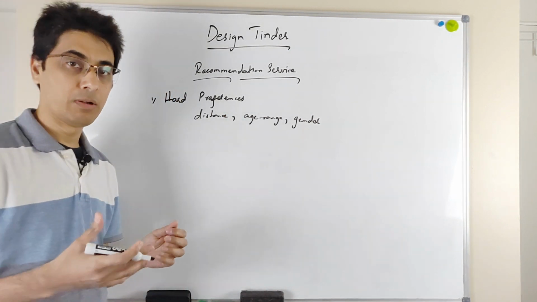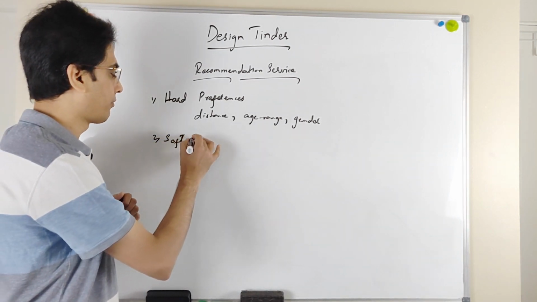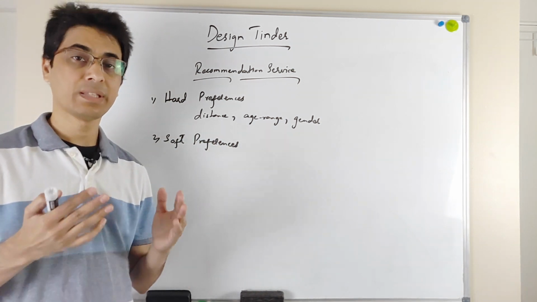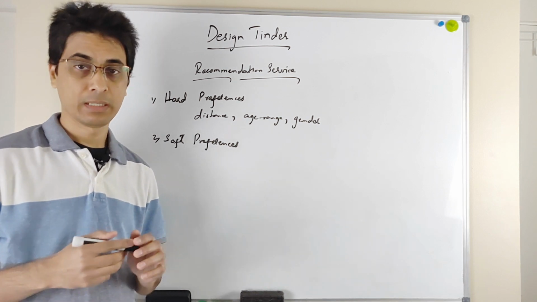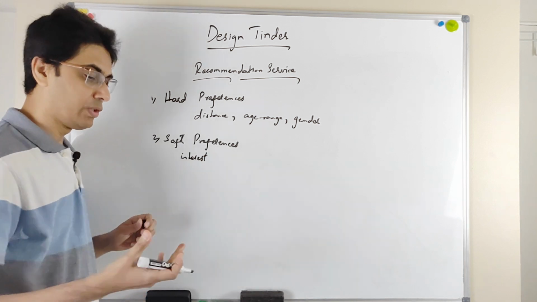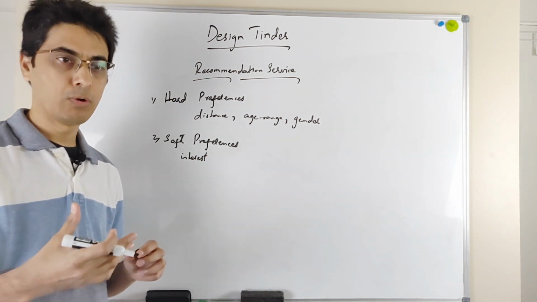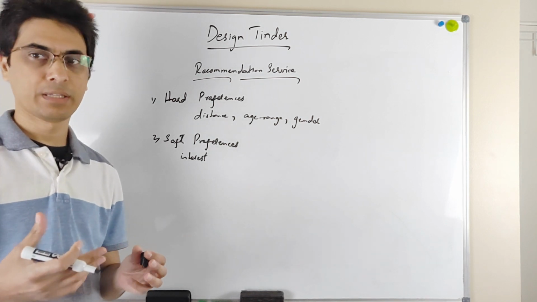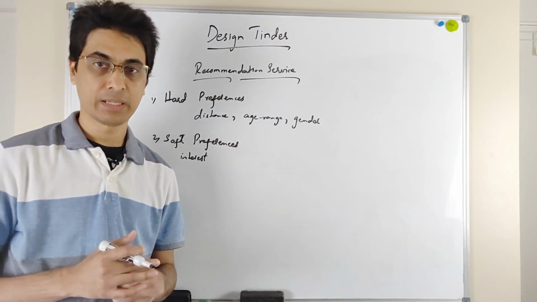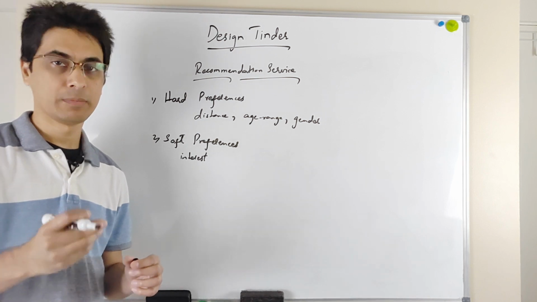Then the second type or the second category of the preferences are soft preferences. The soft preferences include those criteria which do not need to be actually met. For example, the interests. So if the user has specified that I'm interested in meeting people who also like watching, let's say, football, or who like watching movies, or who like surfing, etc. So these preferences are still soft preferences, they are not hard preferences.